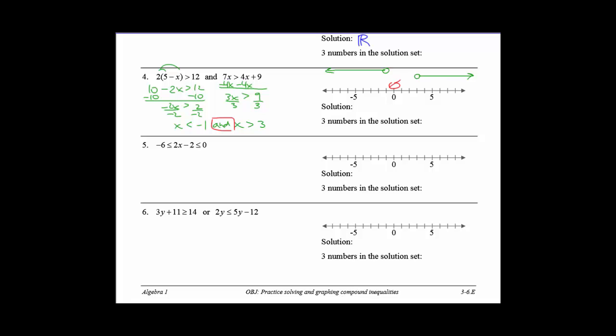So I'm going to put an empty set above the number line and an empty set next to the solution because there are no numbers that work. There are no numbers that are less than negative 1 and greater than 3. So as far as putting numbers in the solution set here, there aren't any numbers that work, so you can't write anything there. But don't leave it blank. Write something like none possible or no solutions.